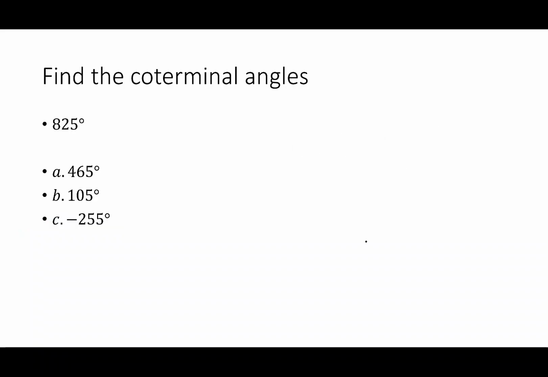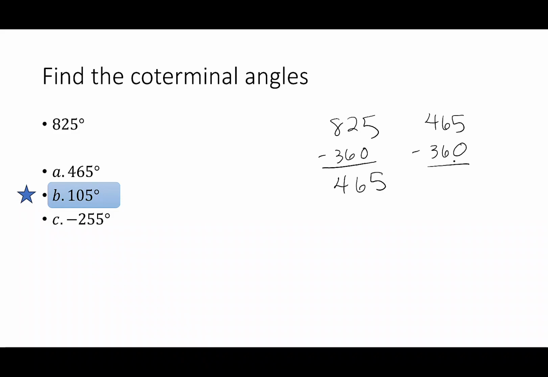Let's try 825. So we want to decide, is 825 degrees equal to A, 465 degrees, B, 105 degrees, or C, negative 255 degrees? You want your answer to be between 0 and 360. When we have a positive number like 825 that's greater than 360, we want to subtract 360 as many times as necessary until we get a solution that's between 0 and 360 degrees. So the first time I subtract, I get 465. That says we should subtract again. So I'm going to subtract 360 one more time. I get 105, which is our answer B.